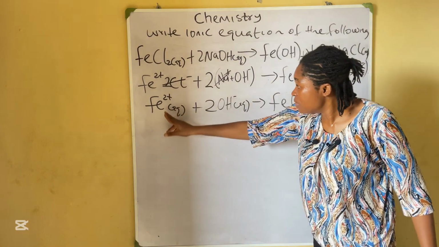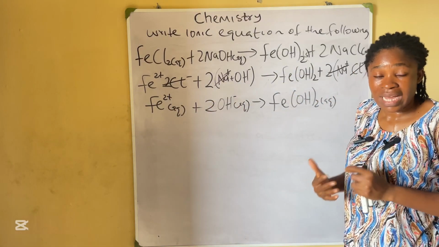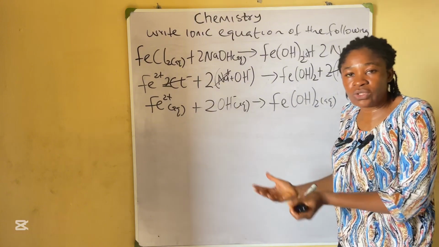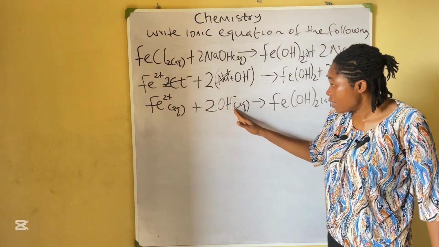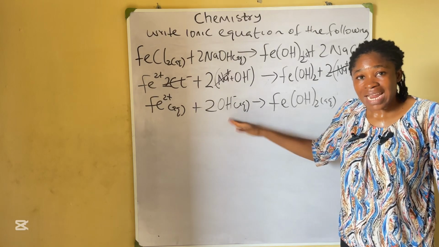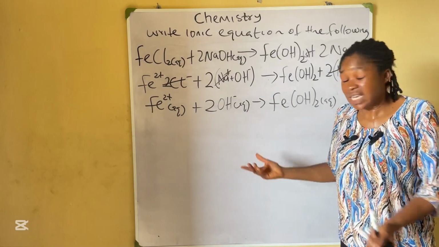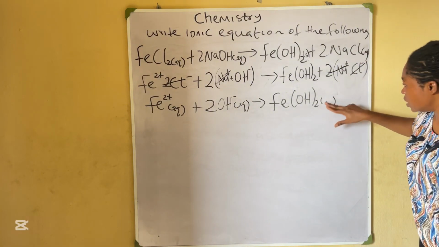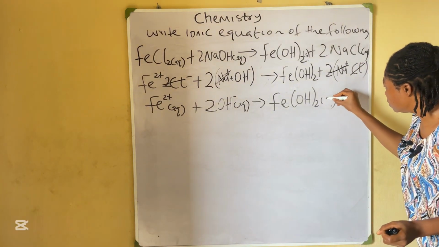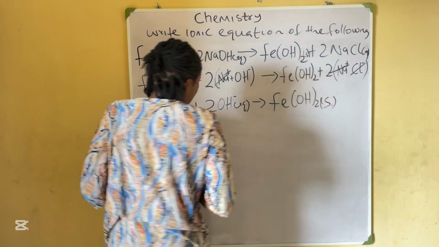So if I say something like this, it means iron 2 ion means any soluble source of iron 2. It could be iron 2 chloride, iron 2 sulfate. This hydroxide ion coming from an alkali, any soluble alkali, sodium hydroxide, potassium hydroxide, to give iron 2 hydroxide. Sorry, this is a precipitate, that's solid, to give iron 2 hydroxide. So let's look at another example.